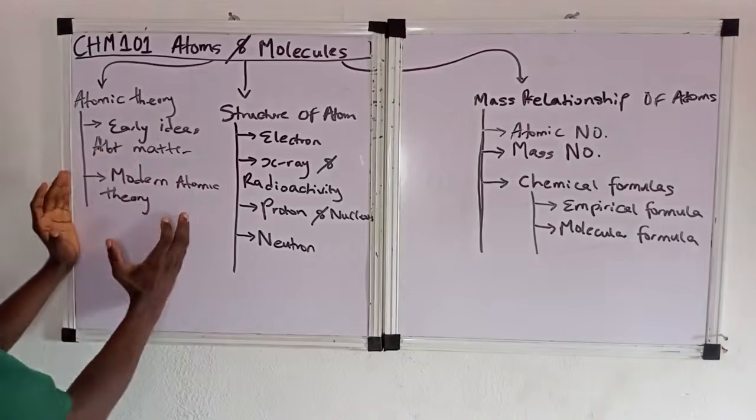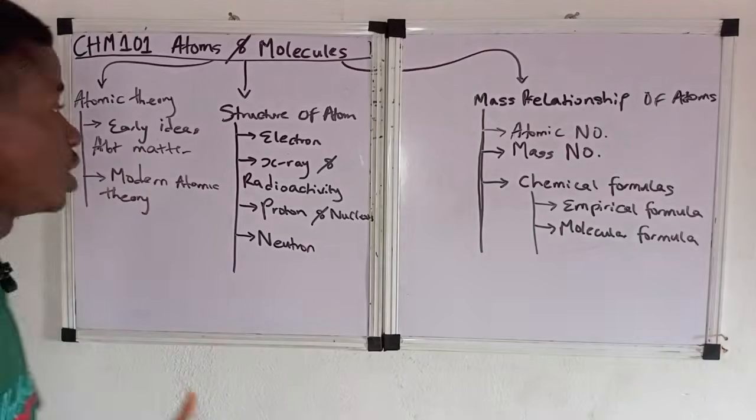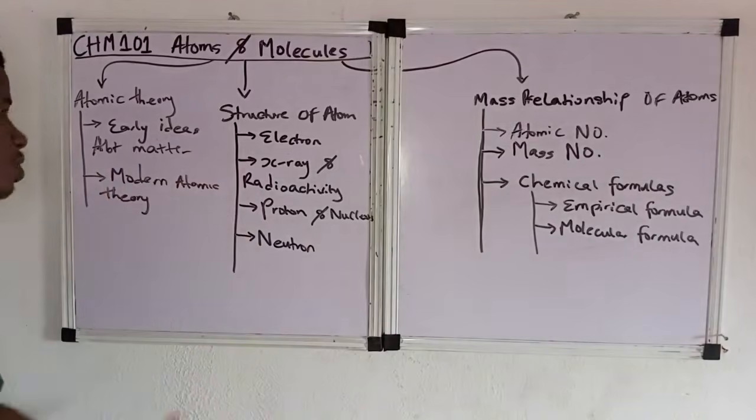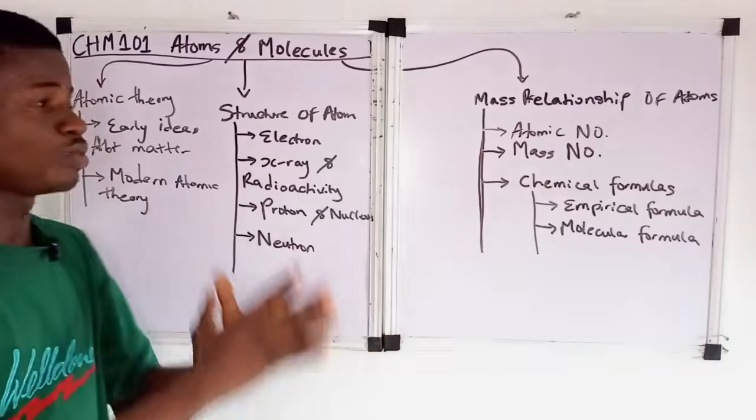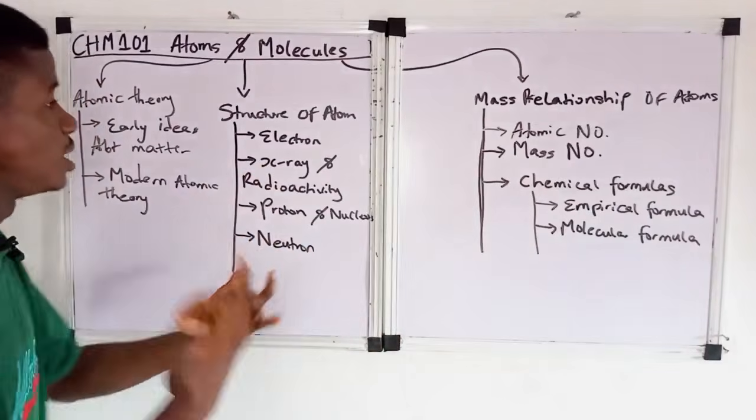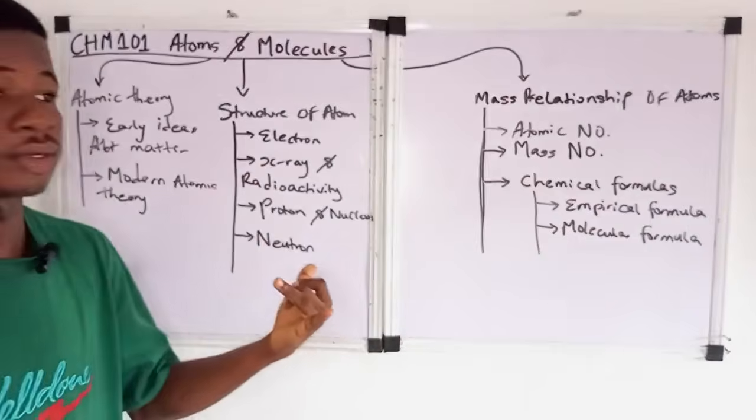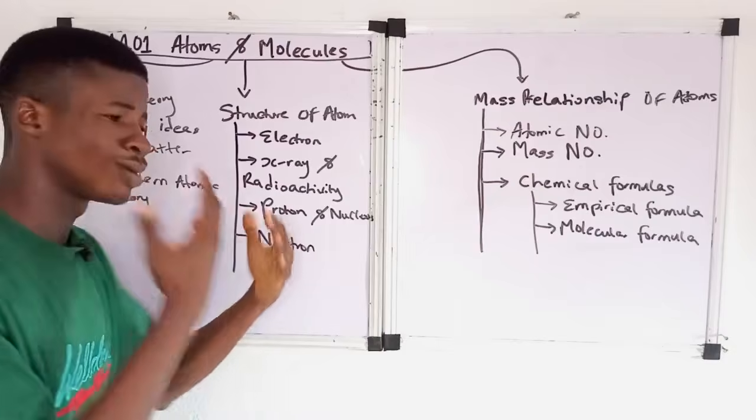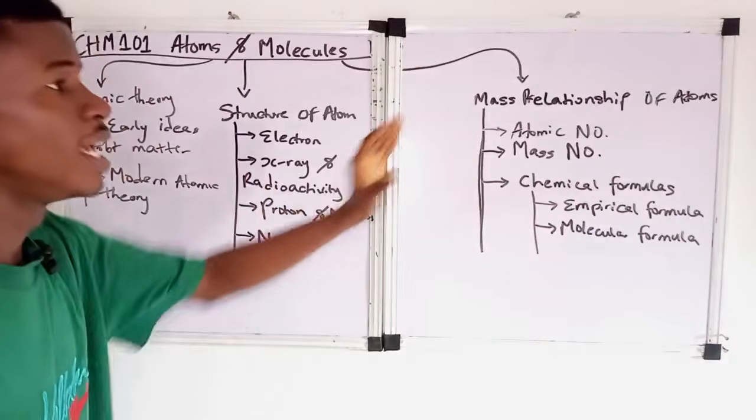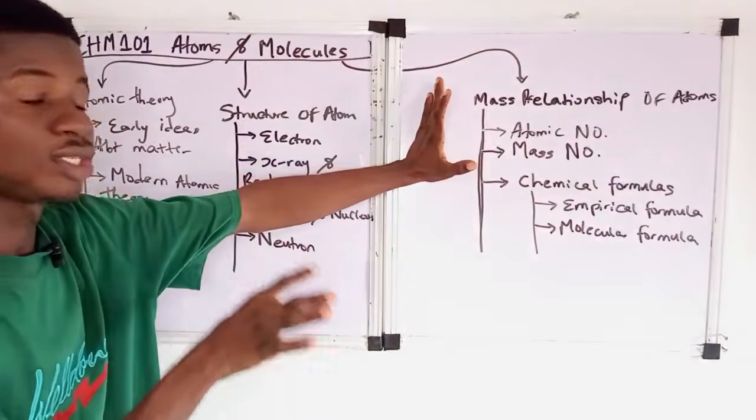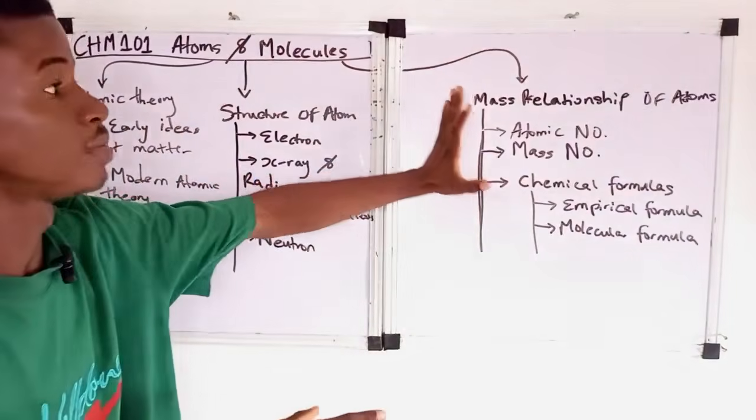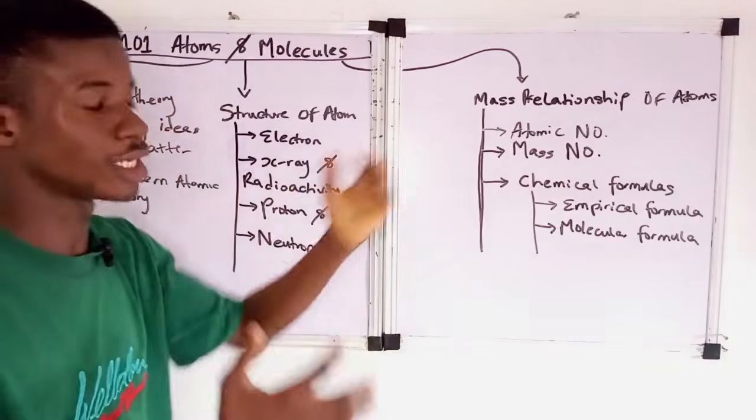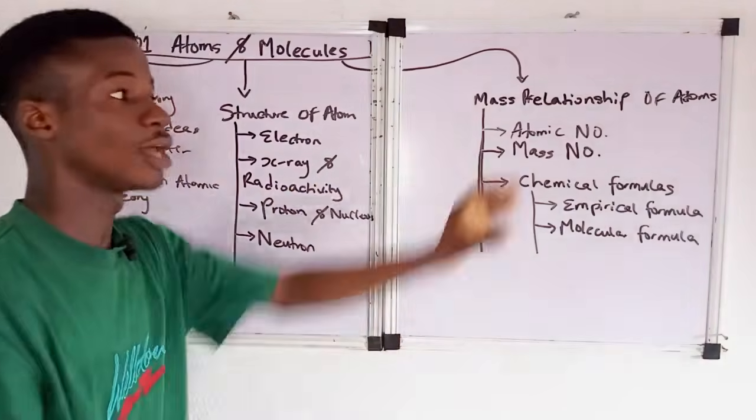The very first part is atomic theory. We are talking about the early ideas about the atom and modern atomic theory. Then the next category is the structure of the atom: the electron, who discovered it, its mass and charge, X-ray, radioactivity, proton, nucleus, neutron, and so on. The last category, where we do calculations, is known as mass relationship of atoms. In this part, we talk about atomic number and mass number and how to calculate them.